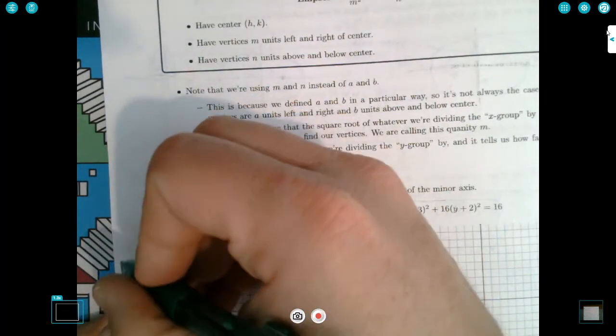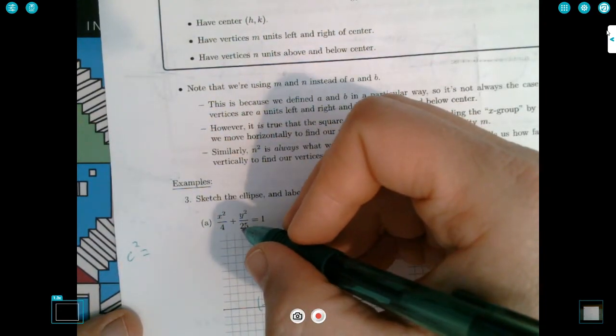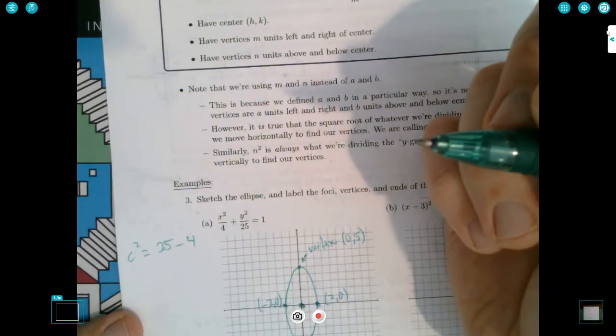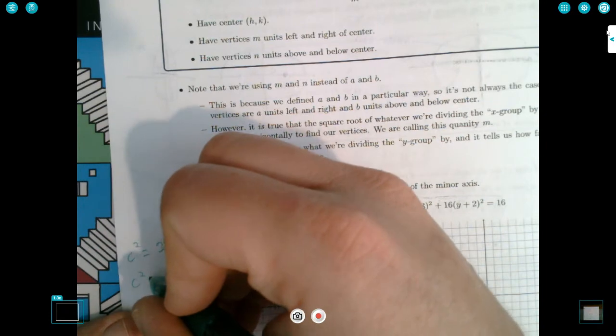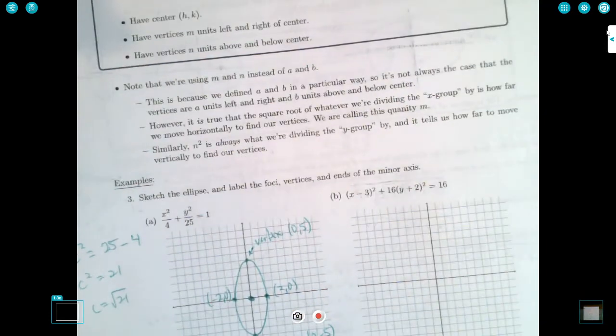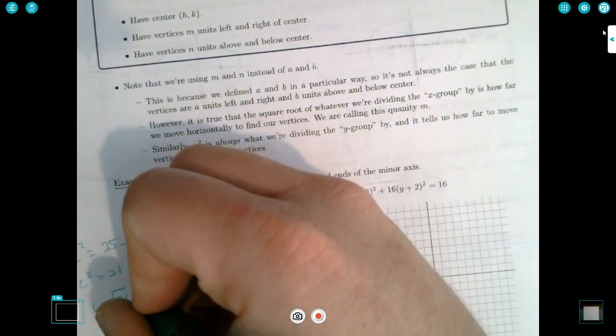So c squared should be a squared minus b squared, right? So c squared is 21. That means c is the square root of 21. The square root of 21 is approximately 4.58.